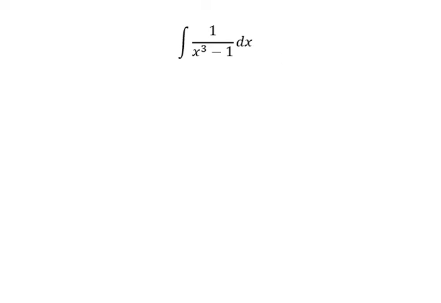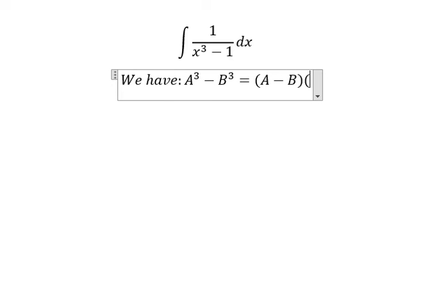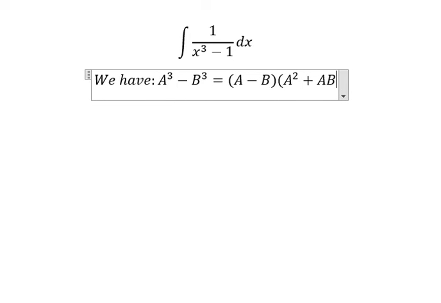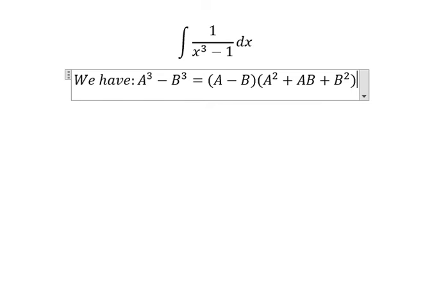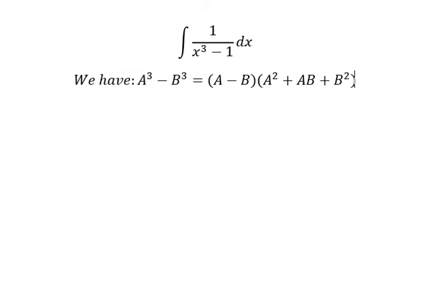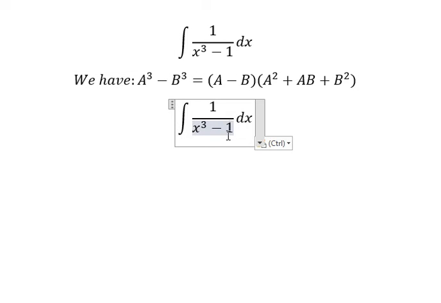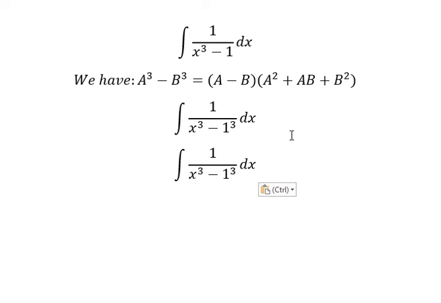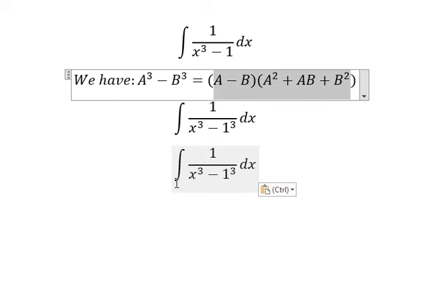So now I want to show you how to answer. We have the formula in here: a to the power of 3 minus b to the power of 3 equals a minus b multiplied by a squared plus ab plus b squared. So number 1, that is 1 to the power of 3. So we need to transform this one into this one.